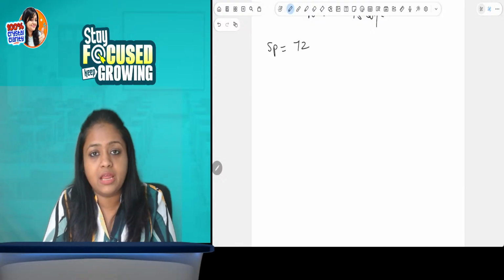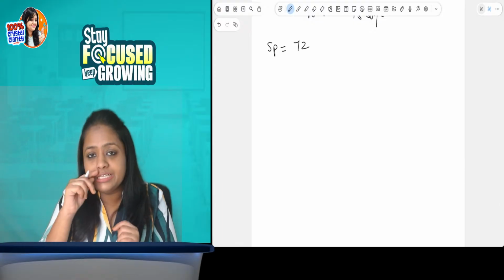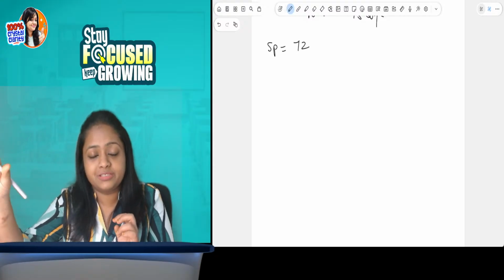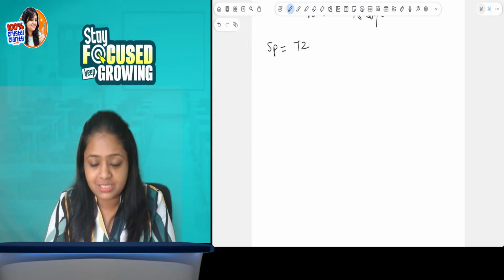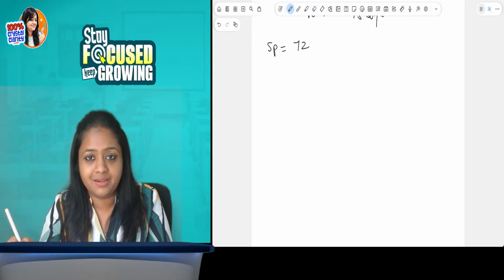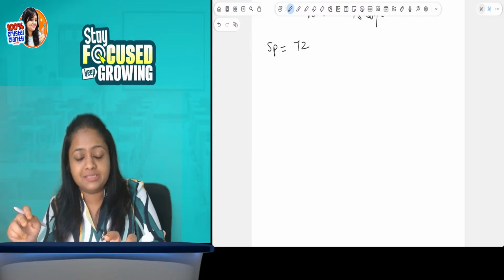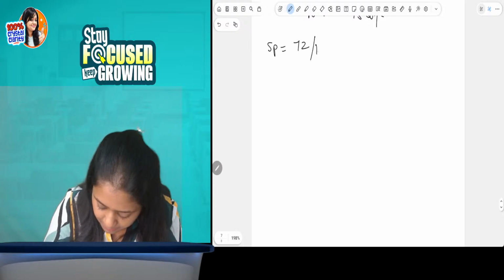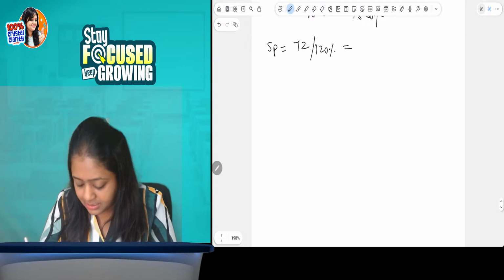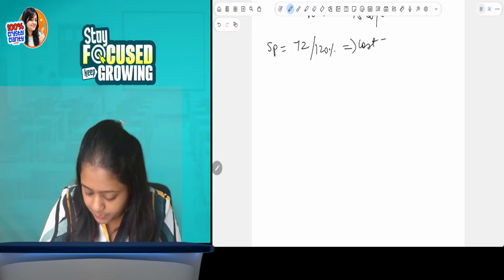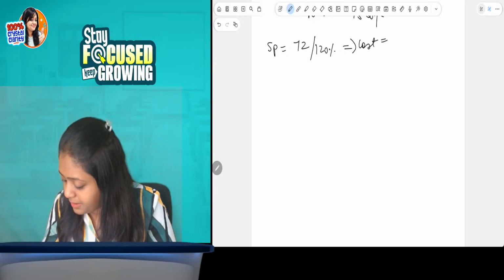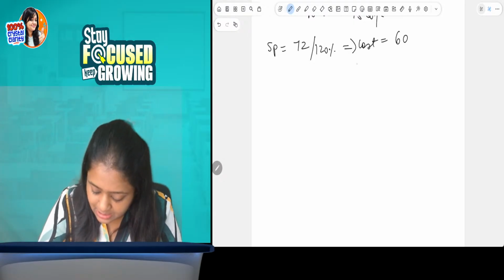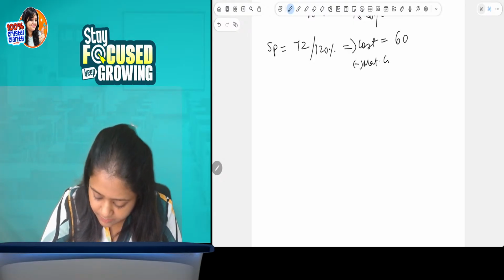So this is after adding the margin, right? So you can say that cost plus 20% gives you the selling price. So this selling price is 120%, right? 100% cost, 20% markup, so selling price is 120%. You divide it by 120% and you will get the cost. So cost will be equal to 72 divided by 120%. Cost is 60. Now from 60 you reduce your material cost.